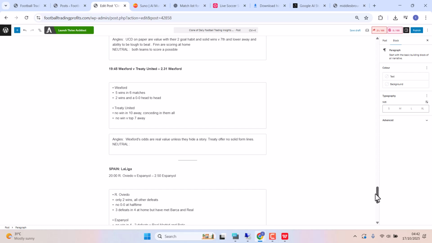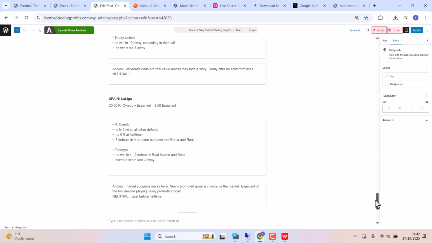Wexford and Treaty United, 2.3 the favourite. 5 wins in 6 for Wexford. 2 wins and a 0-0 in head-to-heads. No win in 10 away for Treaty United. So again, it's a strange market. Wexford, on that recent form, are the better suited side.